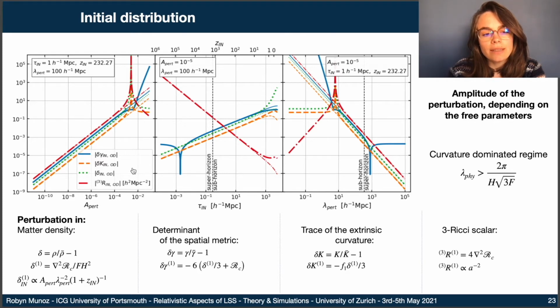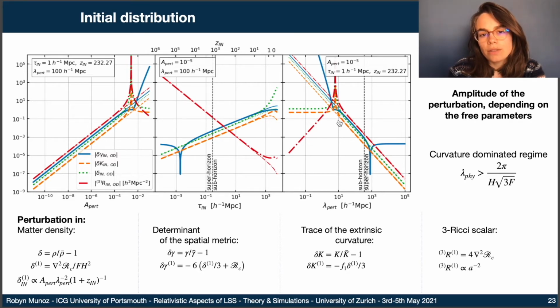So we see that as we increase the amplitude of the perturbation, we increase the amplitude of the perturbation. Then the same happens when we look at smaller and smaller redshifts, and when we look at larger and larger wavelengths, the amplitude of the perturbation decreases. So let's look at interesting features.